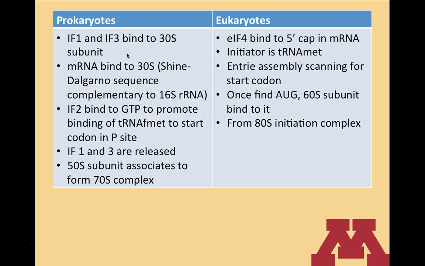So the eukaryotes have eukaryotic initiation factor 4, which binds to the 5' end of the mRNA, and the initiator for eukaryotes is tRNA methionine, which is different from the prokaryotes. And then the entire assembly just scans for the start codon. Once they find the AUG start codon, the 60S subunit binds to it and forms an 80S initiation complex, which ends the initiation stage.